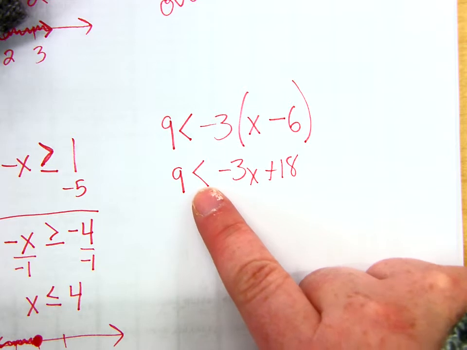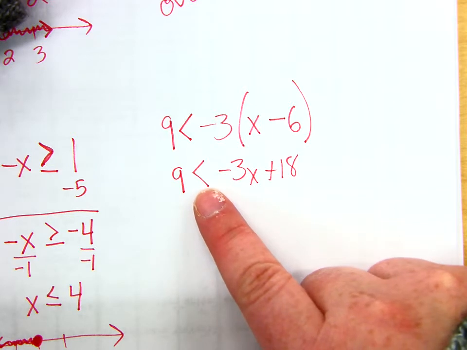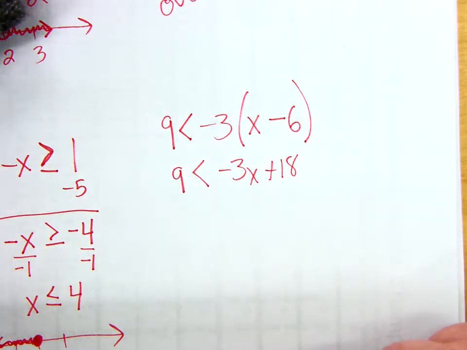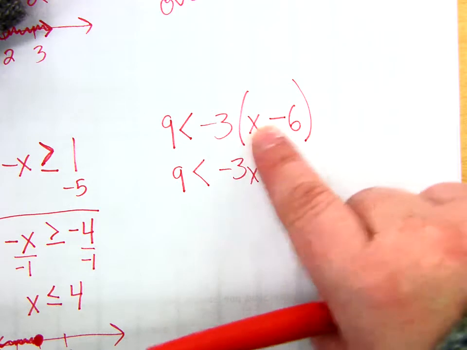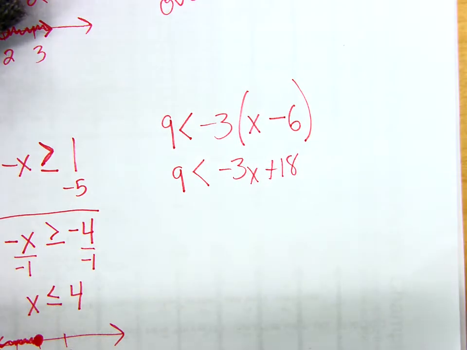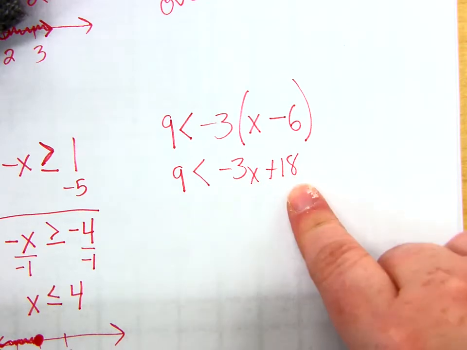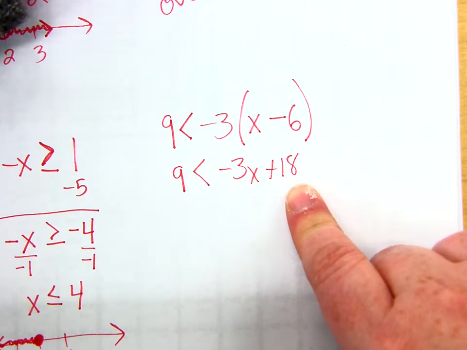Did you guys flip the symbol right there? Or did you not? You didn't? Why not? Right. I didn't multiply both sides by a negative number. I just simplified one side. That does not cause a flip of the sign. It has to be both sides: dividing both sides by a negative, multiplying both sides by a negative. I didn't do that. So right there, I didn't flip the sign.